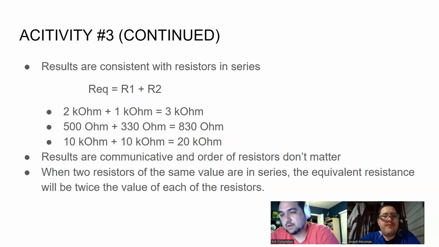R equivalent is equal to R1 plus R2. For the 2 kilo ohm and 1 kilo ohm, we had 3 kilo ohms, 500 and 330, we had 830, and the 2 kilo ohms equal to 20 kilo ohm. When the resistors of the same value are in series, the equivalent resistance is just twice the value of each of the resistors.